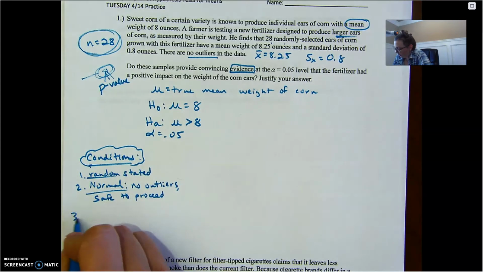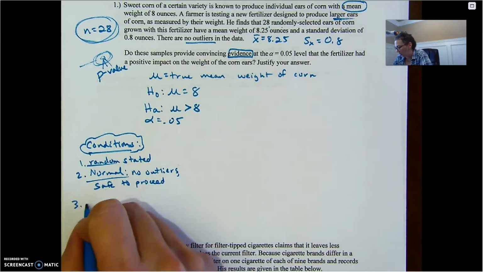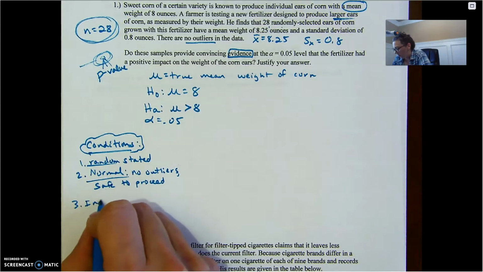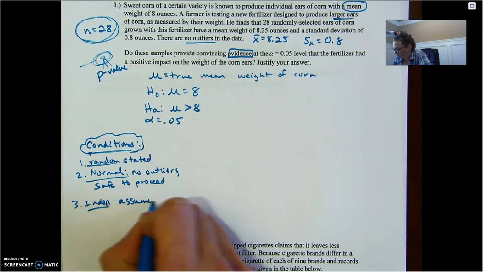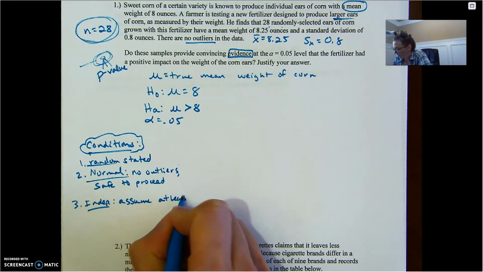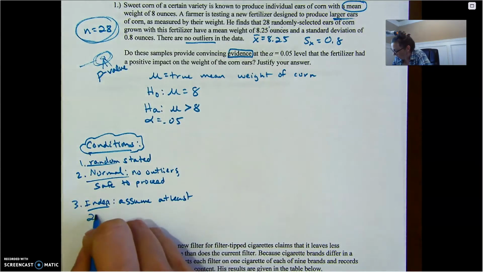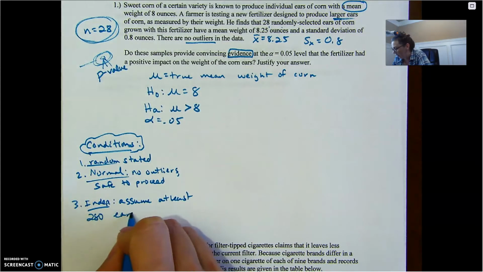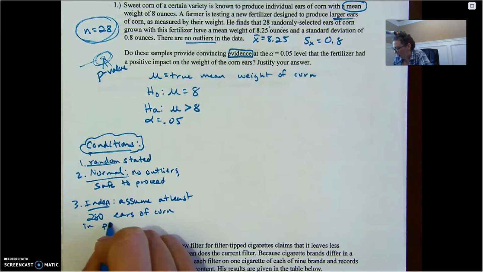All right, and then the third one is independence. We want to make sure that we're not sampling too many ears of corn. So for independence, let me shorthand it there, we're going to have to assume at least 10 times n, so 280. Assume at least 280 ears of corn in population.